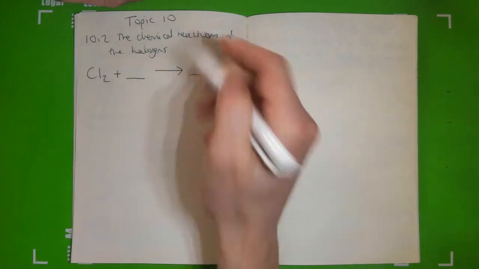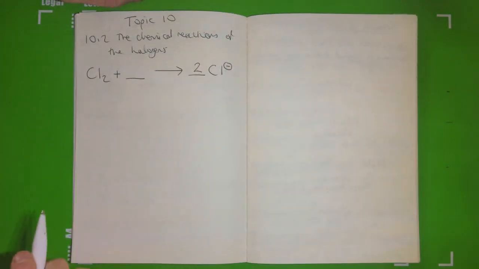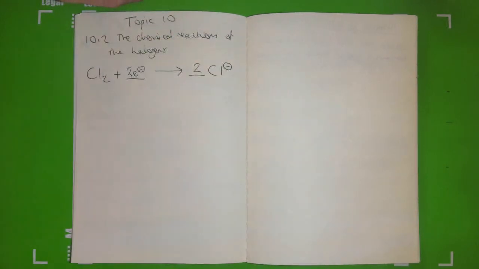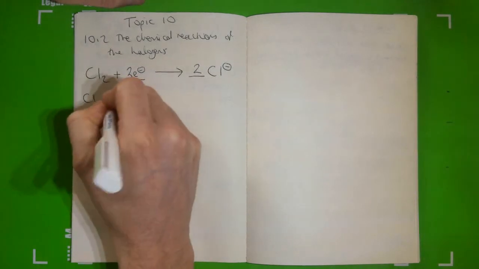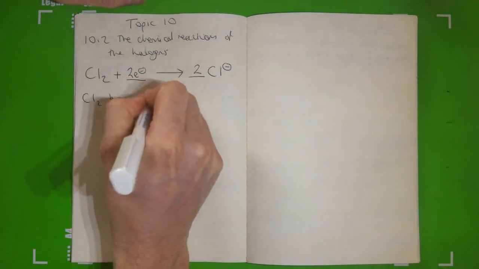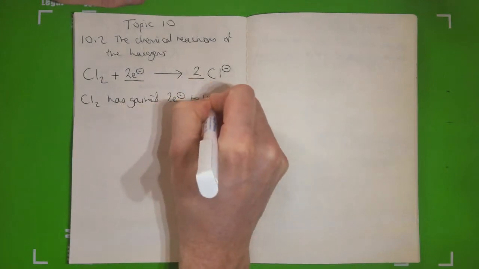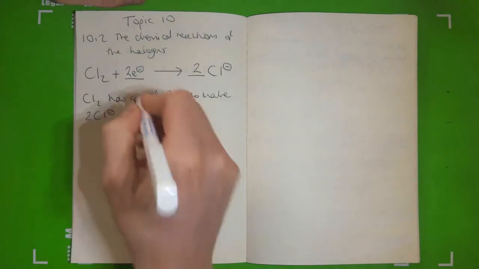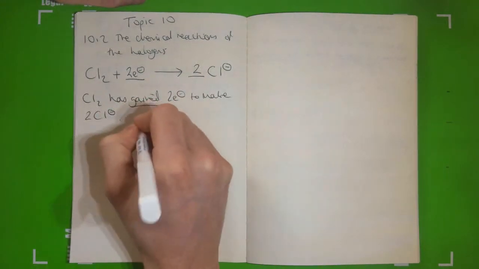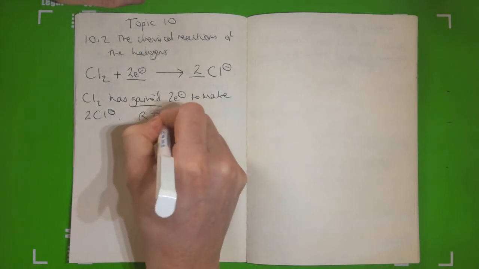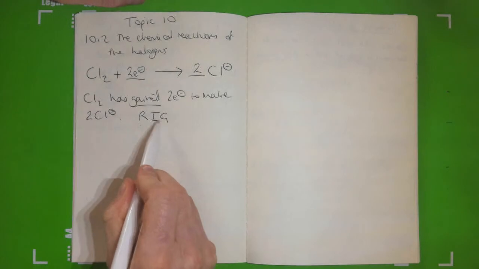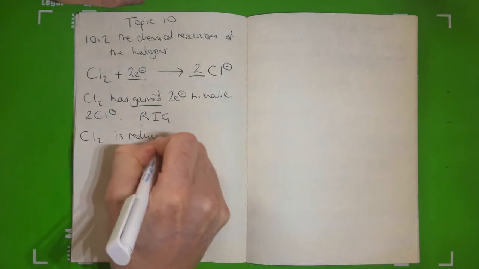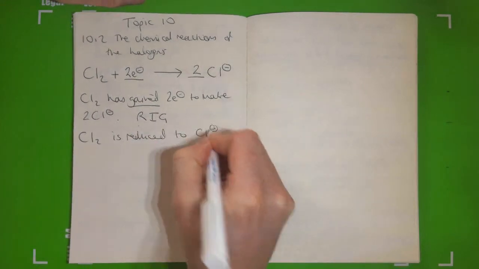I've got 2 here, therefore I need to put 2 there. And I've got a -2 charge on this side, so I need 2 electrons there. So we say that Cl2 has gained 2 electrons to make 2 Cl minus. And the key word there is gained. We know that reduction is gain of electrons. Therefore, Cl2 is reduced to Cl minus.